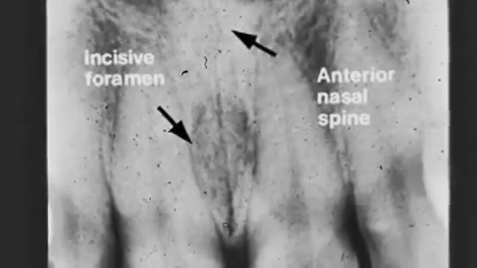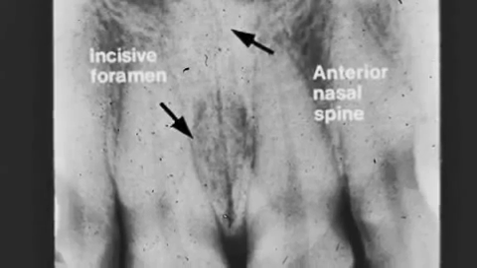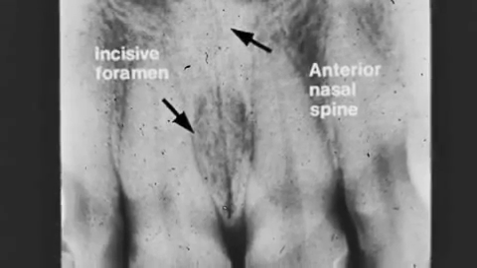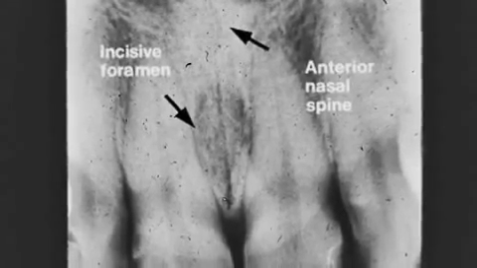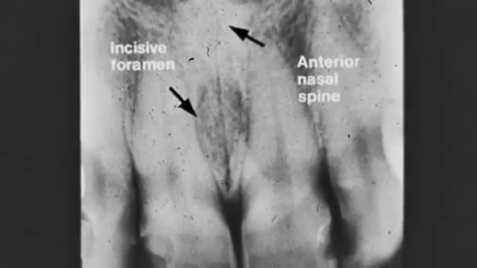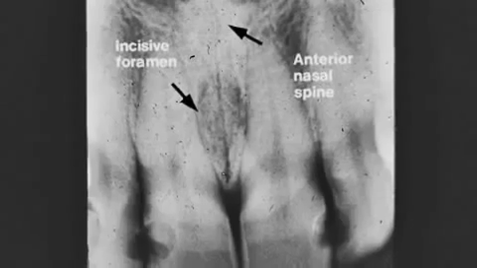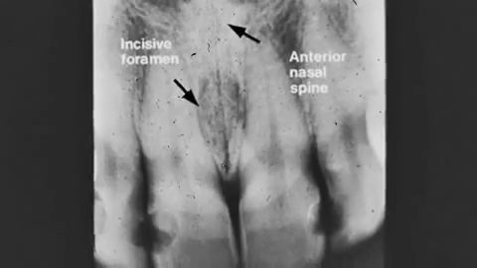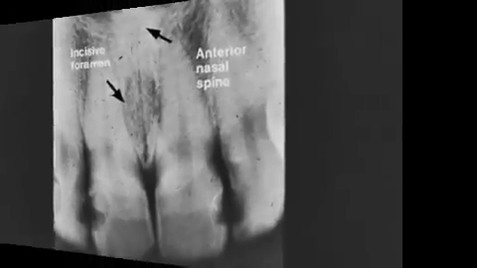The arrow to your left points to the radiolucent oval, which is the incisive or palatine foramen. The arrow above that is the anterior nasal spine. It is radiopaque and it is diamond shape or like the back of a bat or a turtle.